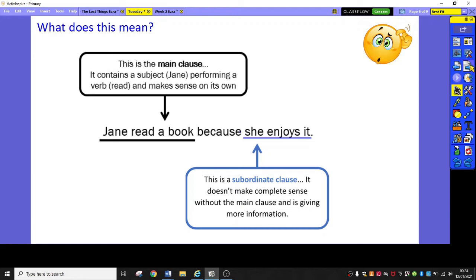Jane, the subject, is reading, the verb. It makes sense on its own, and the purpose of this sentence is to tell you that Jane is reading a book. Because she enjoys it is extra information. I don't need to know that she enjoyed it, but it gives me a clearer indication perhaps about Jane as a person, as the reader. She enjoys it doesn't necessarily make sense on its own. This bit needed this bit in order for it to make sense.